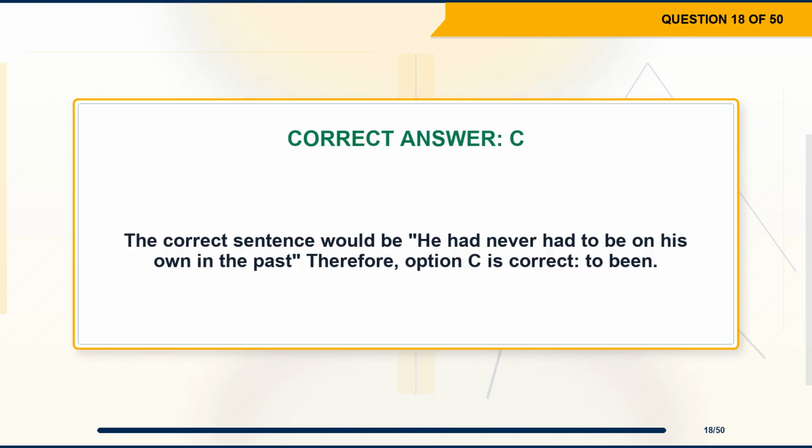Explanation. The correct sentence would be he had never had to be on his own in the past, therefore, option C is correct, to been.